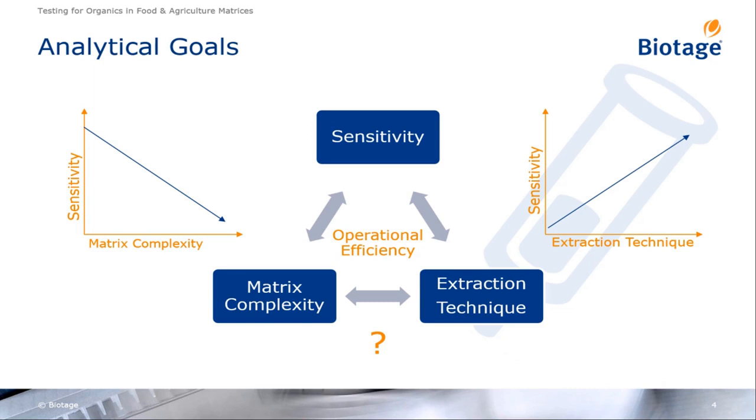Now, a lot of the time when our matrix complexity increases, our analytical sensitivity for that matrix decreases, just due to the exogenous materials that are present within the matrix. So to improve that, the extraction technique must improve in order to remove some of the interferences and exogenous materials. This is why understanding your matrix complexity and your extraction technique, and how that relates to your analytical sensitivity, is very important, and it is an important analytical goal for laboratories to consider.